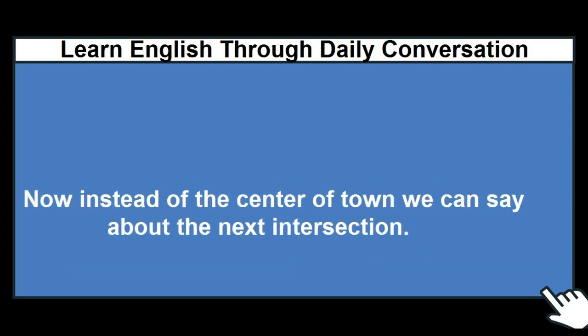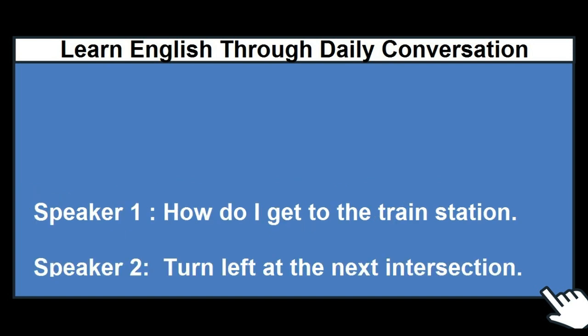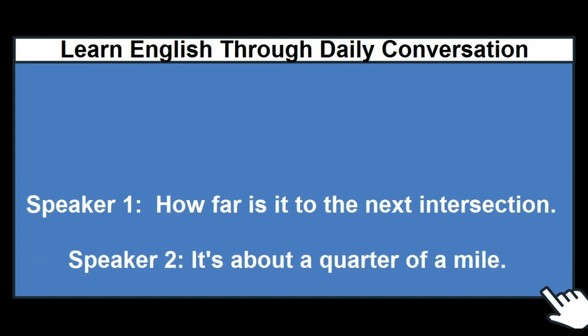Now, instead of the center of town, we can say the next intersection. Speaker 1: How do I get to the train station? Speaker 2: Turn left at the next intersection. Speaker 1: How far is it to the next intersection? Speaker 2: It's about a quarter of a mile.